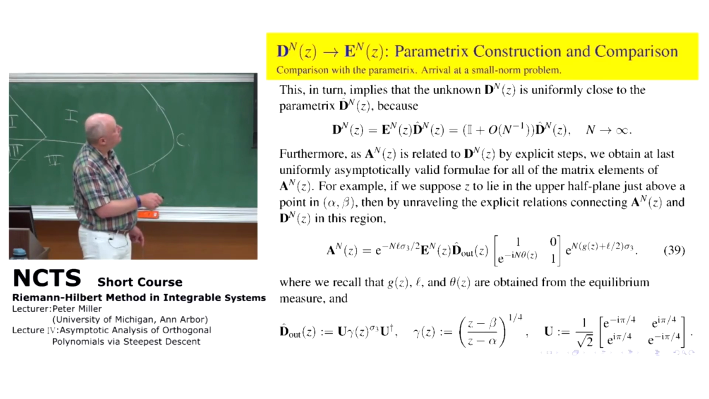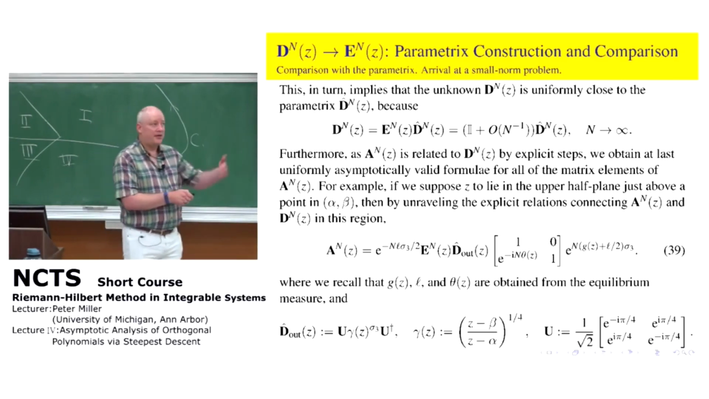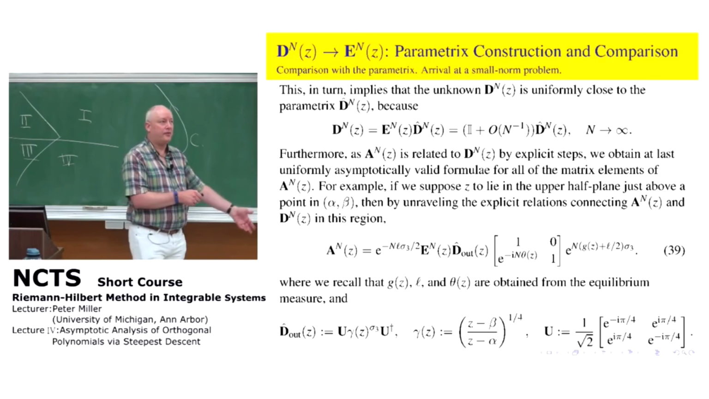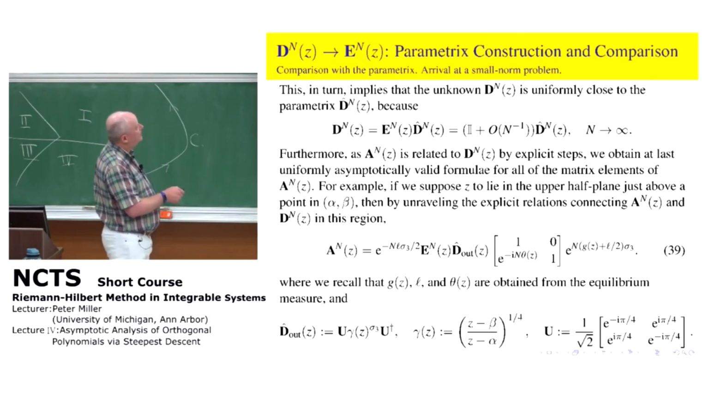We have this formula. And then we remember that Dn is related to the original unknown An by a sequence of very explicit steps. So we just invert those steps. Okay? And at last we get an asymptotically accurate formula, uniformly in the complex plane, for all of the matrix elements of this An of z.